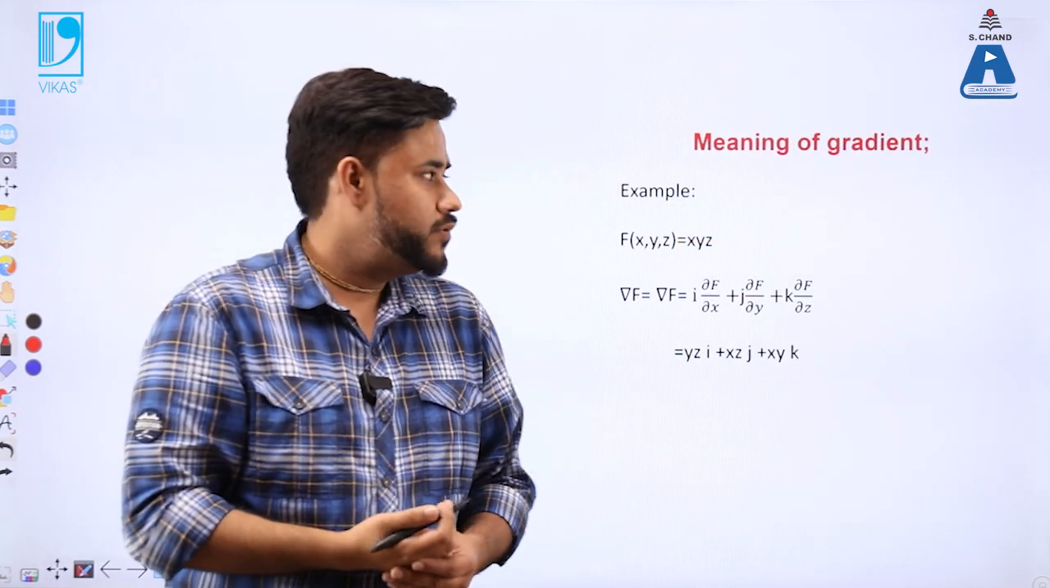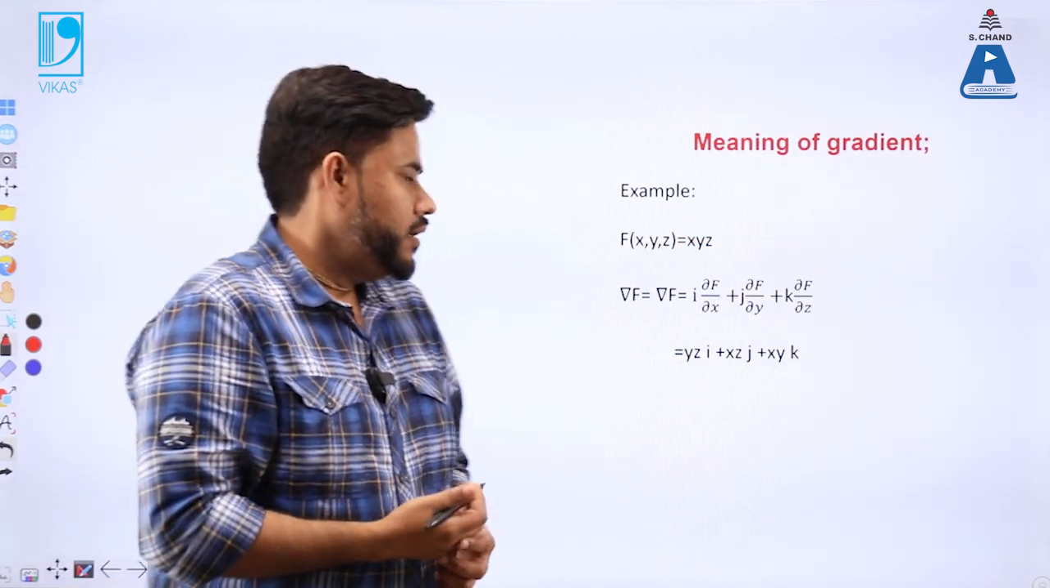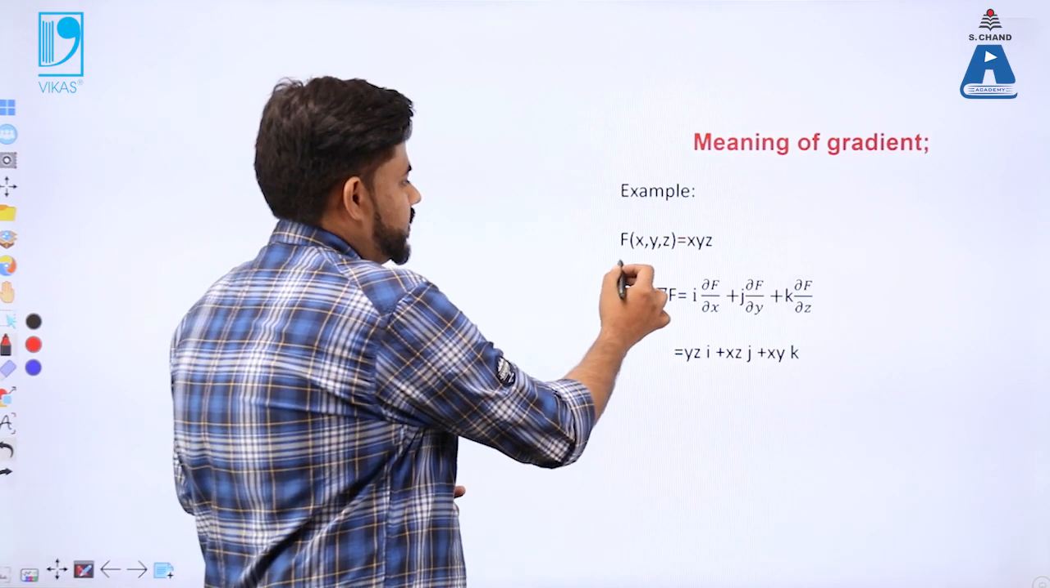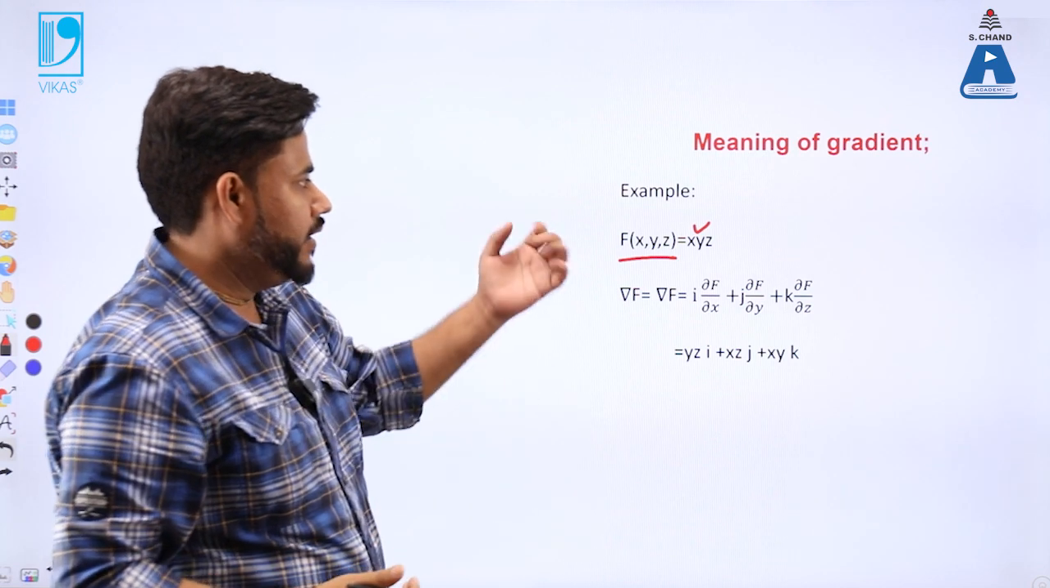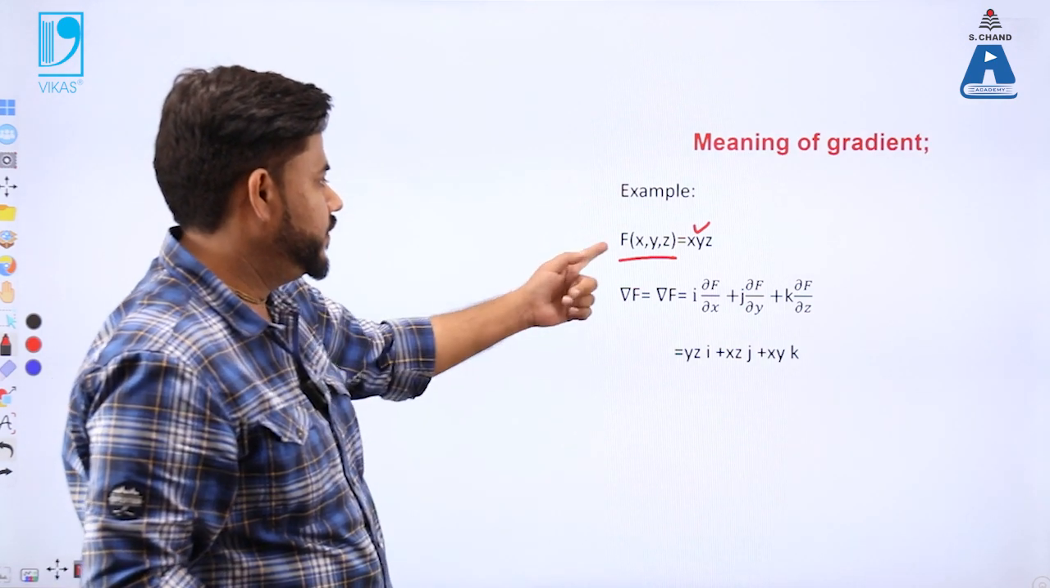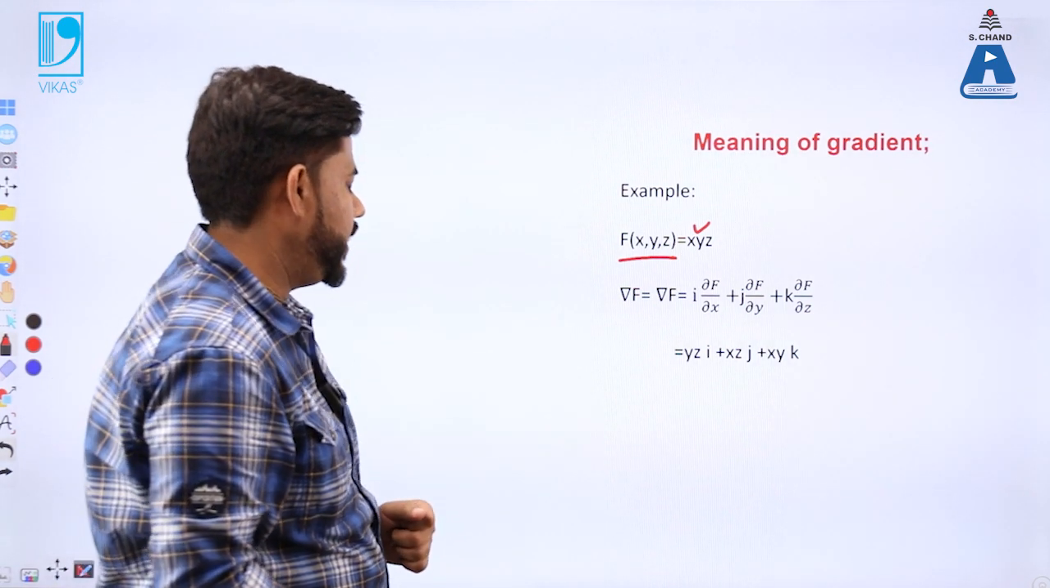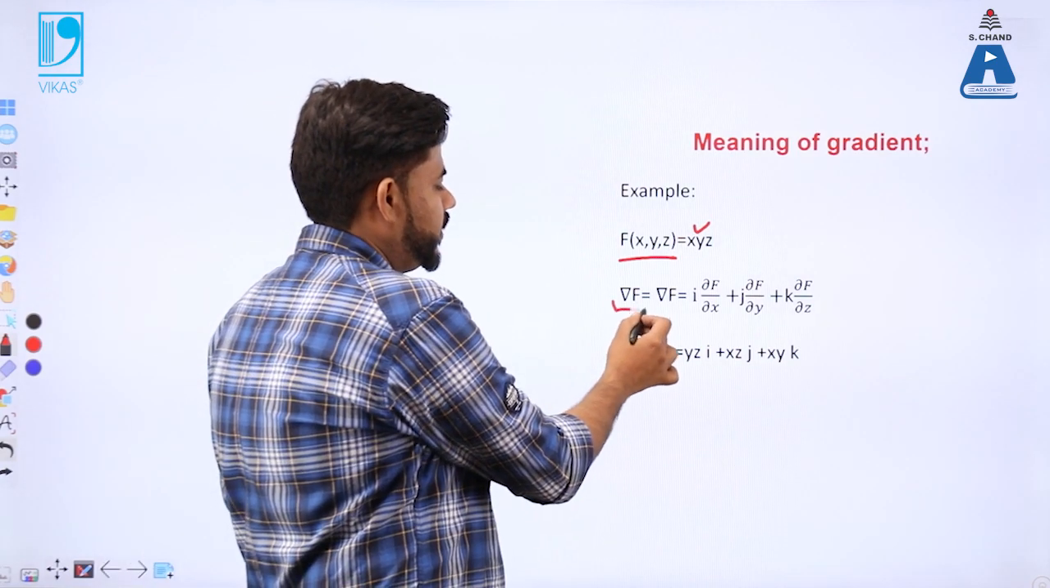Let us look at a problem to showcase what the gradient is. The example is f(x, y, z) equals the product of x, y, z, and I need to find the gradient of this function f. So the gradient, as I have told you, is del f.